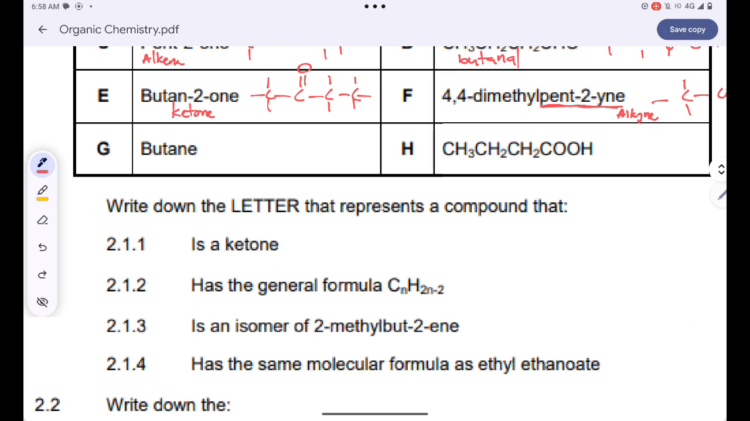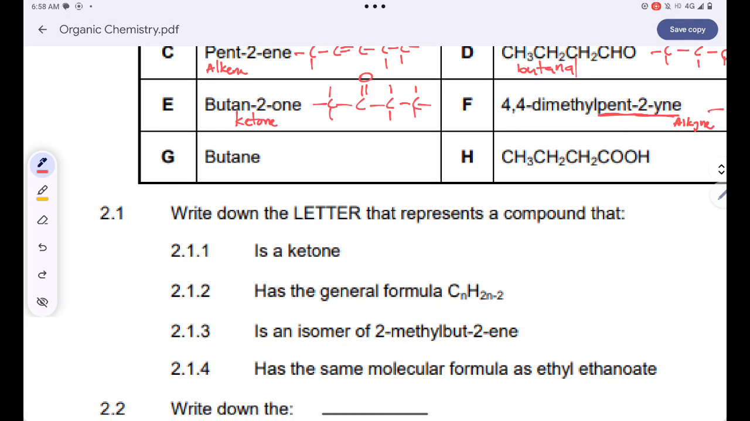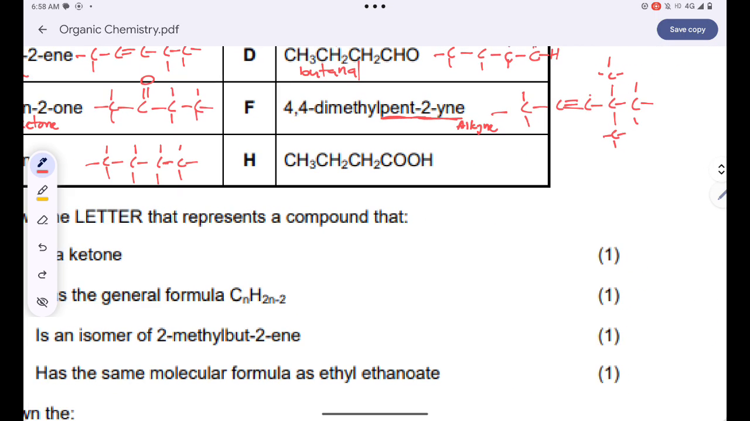Okay, now let's go to compound G. Compound G is just butane. The parent chain has 4 carbons and this compound has single bonds between adjacent carbons. So this will be the structural formula for butane.